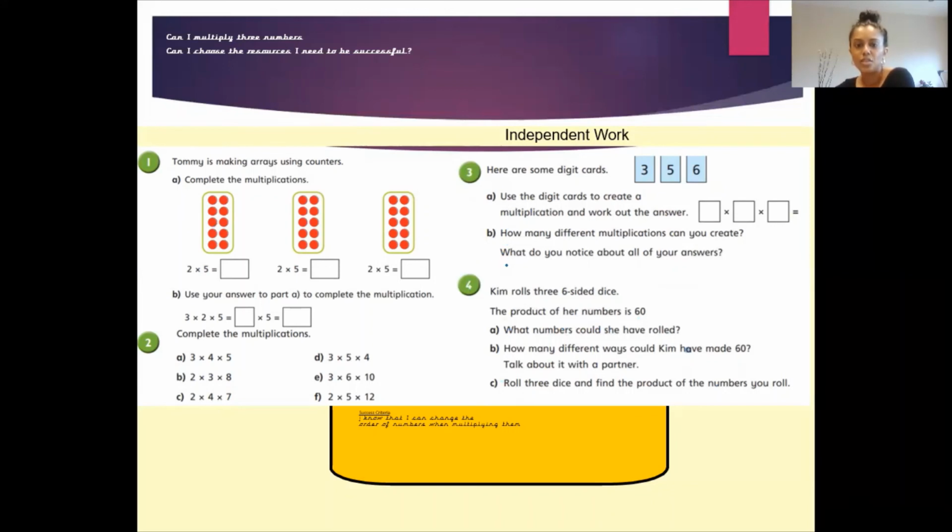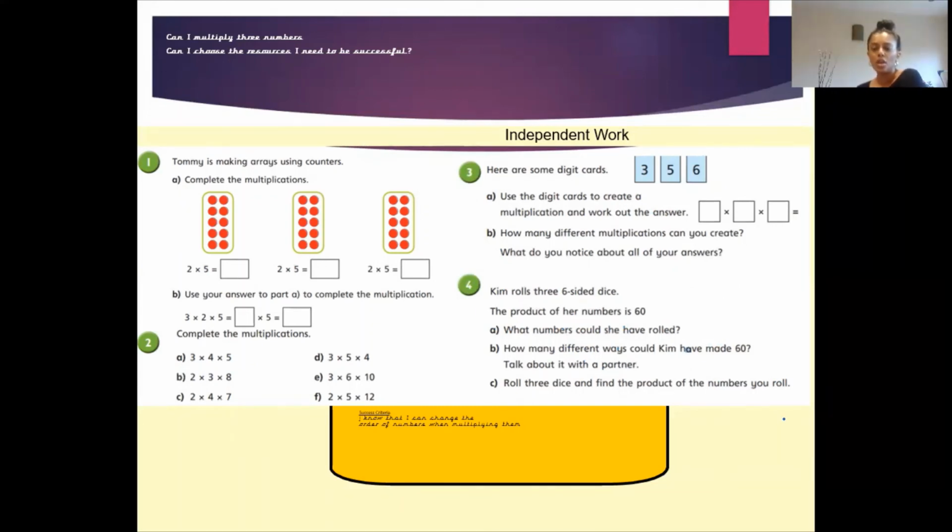And finally, you have a 4th challenge question, which you can have a read. Kim rolls 3 6-sided dice. The product of her numbers is 60. What numbers could she have rolled, and how many different ways could Kim have made 60? You can talk about it to a partner if you have one. Have a go yourself if you have a dice at home. If not, that's not to worry.